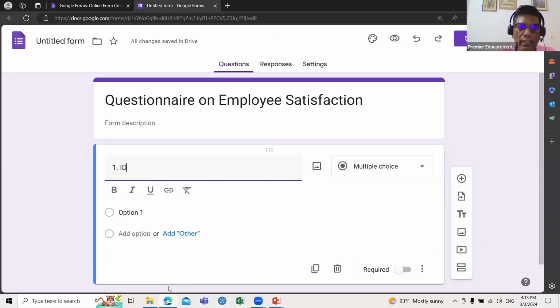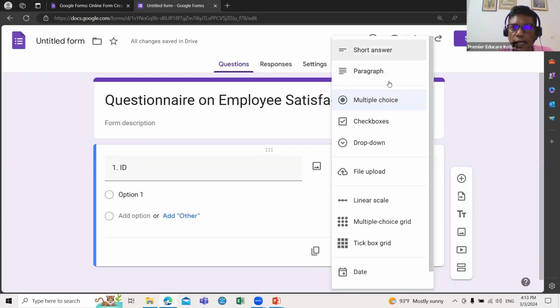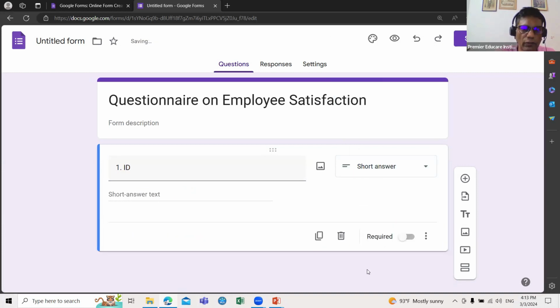Here this is a short answer, so you have to keep this open. So go here and choose short answer, right? Because you have to give some space, because you don't know, so he or she will write their ID numbers. Now next one. So now question number 1 is okay.